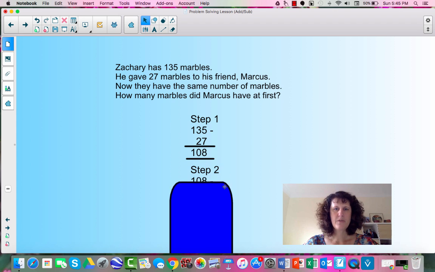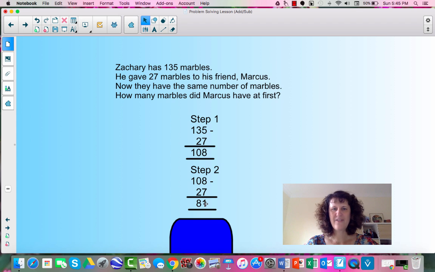So step 2 is we start with the number of marbles he has now, and we take away the 27 that he was given by his friend Zach, and that tells us how many marbles he himself started with, which is 81. Well, hopefully you got that correct.